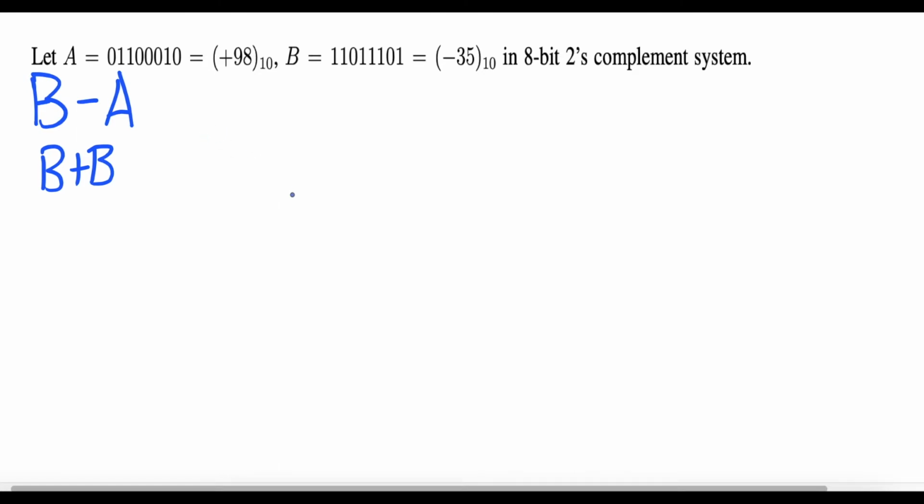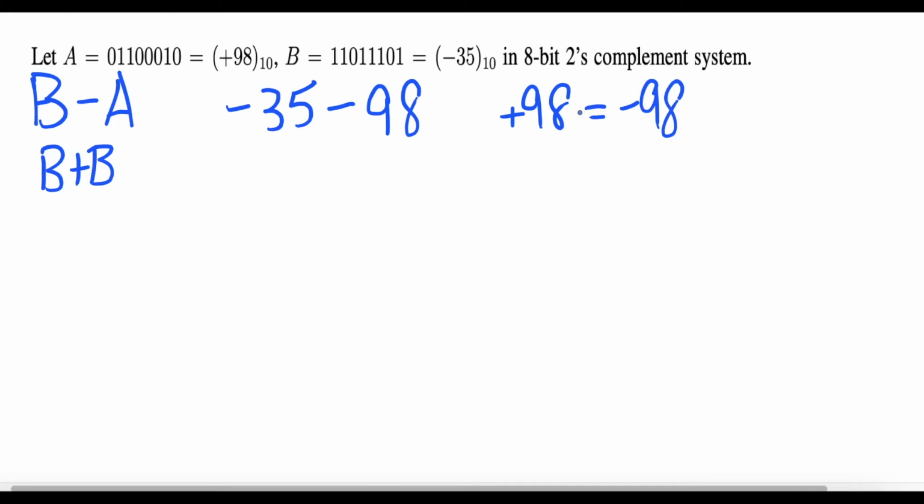Now, if you've unpaused the video and you've answered right, let's make sure that you got the right answer. So for b minus a, if we're going to write this in terms of numbers, that's the same thing as writing negative 35 minus 98. Now, like I said in the previous video, in binary coded operations, we can never do subtraction. We can only do addition. So we have to convert this positive 98 into negative 98.